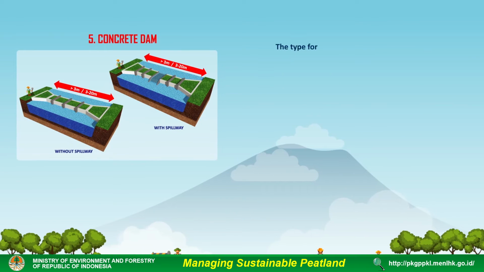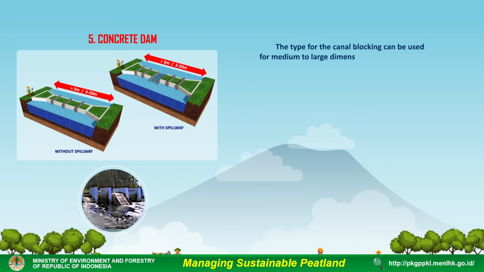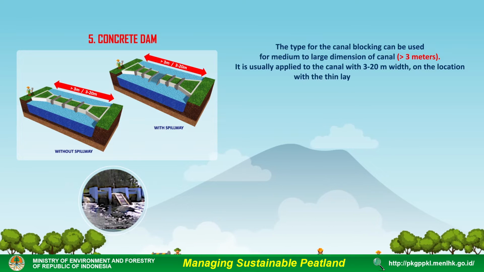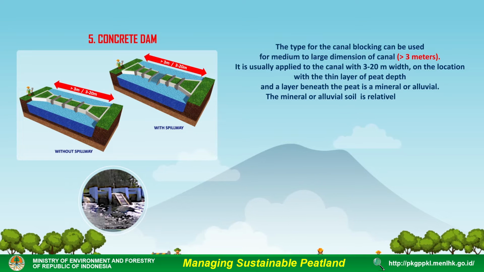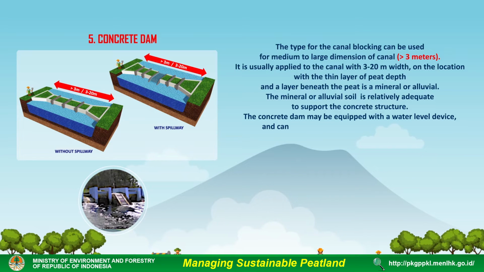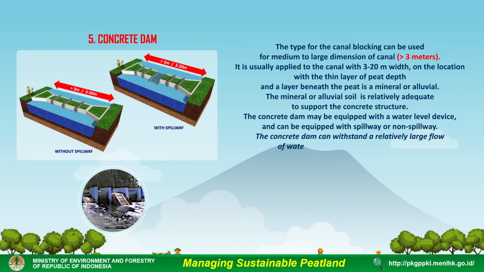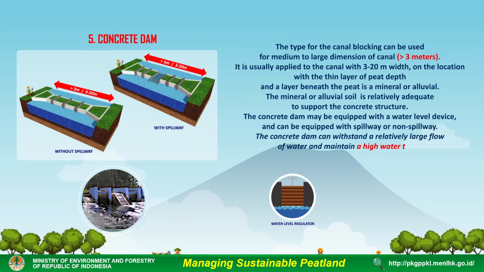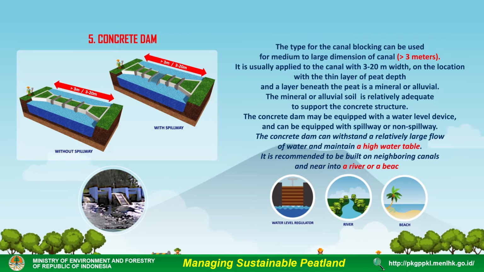Concrete dam. This type of canal blocking can be used for medium to large dimension of canal, more than 2 meters. It is usually applied to canals with 3 to 20 meter width on locations with a thin layer of peat, and a layer beneath the peat is mineral or alluvial. The mineral or alluvial soil is relatively adequate to support the concrete structure. The concrete dam may be equipped with a water level device and can be equipped with spillway or non-spillway. The concrete dam can withstand a relatively large flow of water and maintain a high water table. It is recommended to be built on neighboring canals and near a river or a beach.